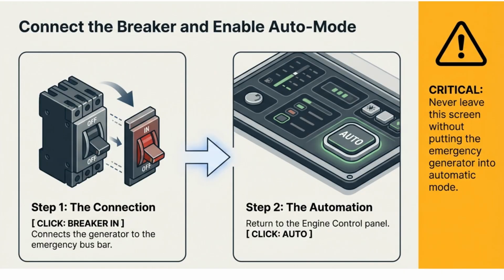Step 1. The connection. Click Breaker In to connect the generator to the emergency busbar. Step 2. The automation. Return to the engine control panel and click Auto. It is critical that you never leave this screen without putting the emergency generator into automatic mode.